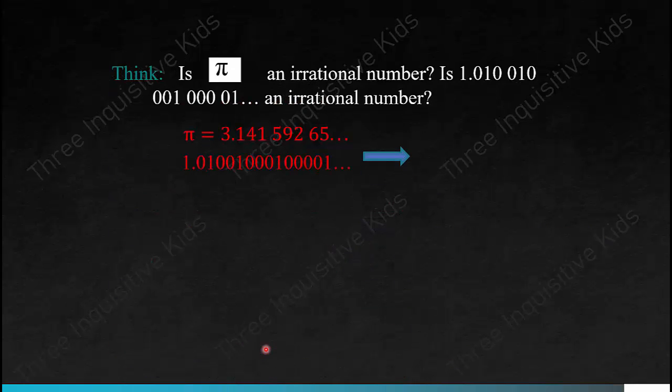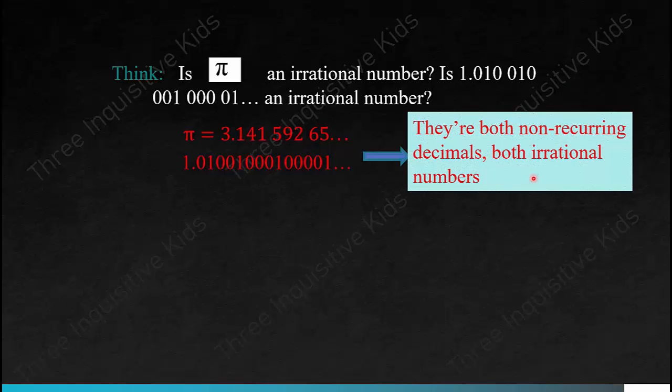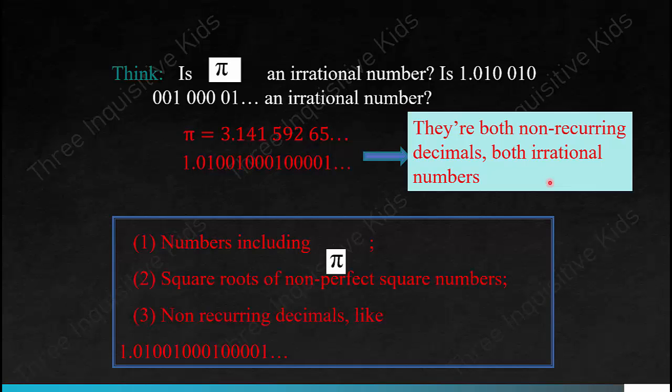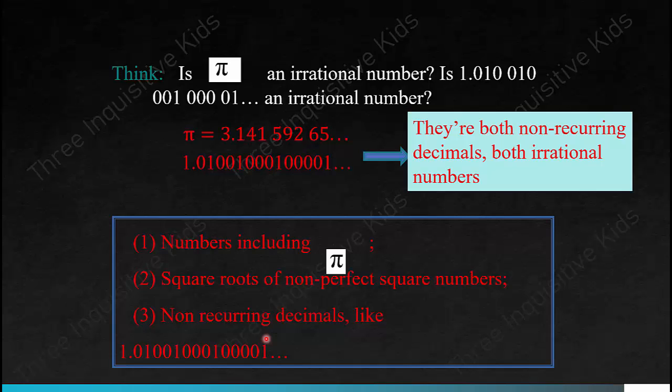Think, is pi an irrational number? Is 1.0100100010001 and so on an irrational number? Well, they're both non-recurring decimals, so they're both irrational numbers. So numbers including pi, square roots of non-perfect square numbers, and non-recurring decimals are all irrational numbers. So this is something worth writing down and taking notes on.